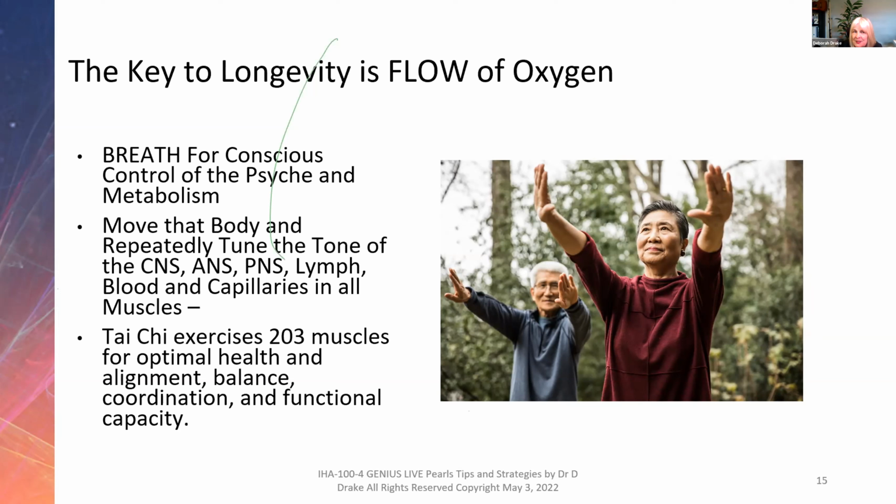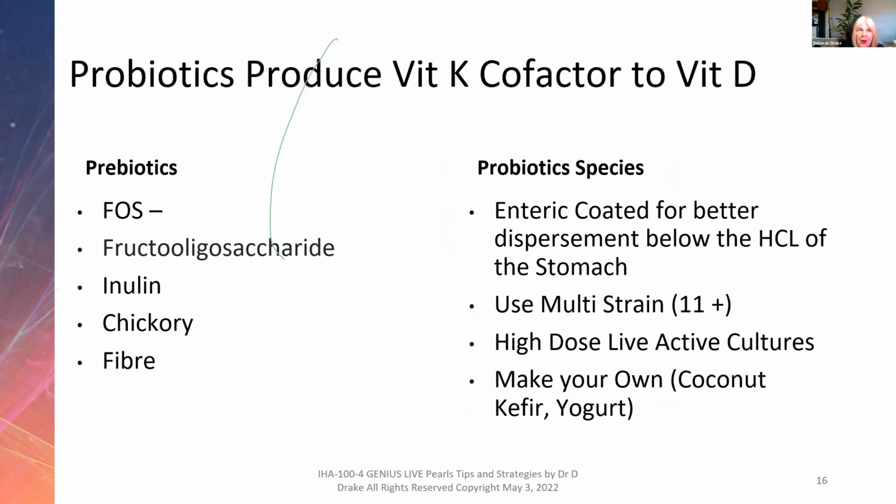In fact, the experts in Tai Chi, I think I've got 203 muscles in the body, and each Tai Chi exercise moves one different muscle. So if you really are an expert, you can learn all 203 muscles and develop optimal alignment, balance, coordination, and functional capacity. Now, I would like to mention that the blood is going to be sticky come heck or high water if you don't have good blood thinners in it.